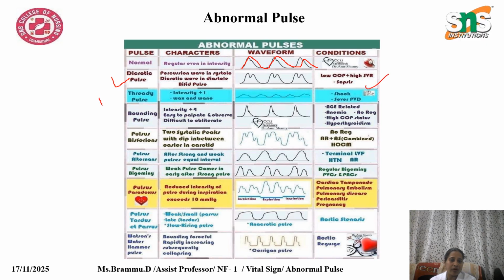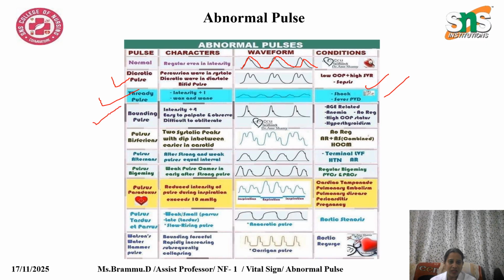Third, you have the thready type of pulse, where the intensity of the pulse is 1 plus. The pulse wave waxes and wanes, so you are not able to see the systole and the diastole; there is a wavy movement, which is a very thread-like pattern. This thready pulse is mostly observed in a case of shock or severe peripheral vascular disease.